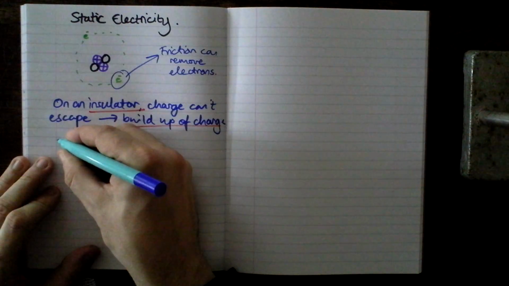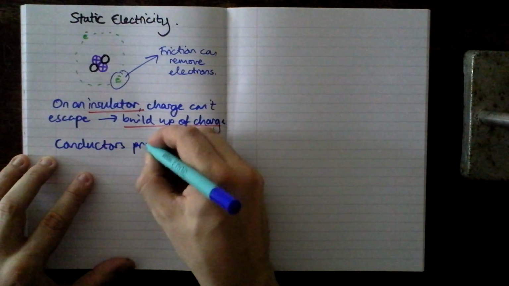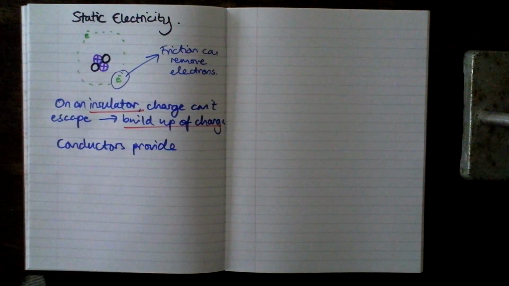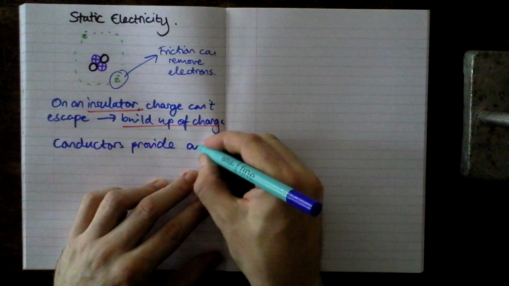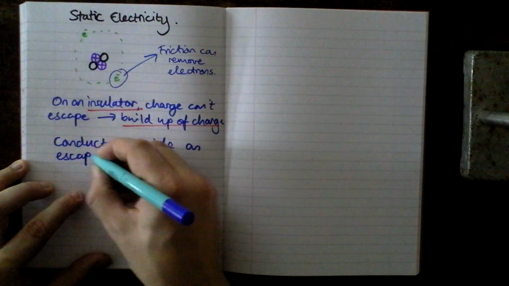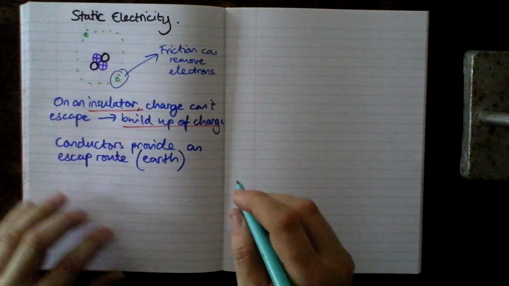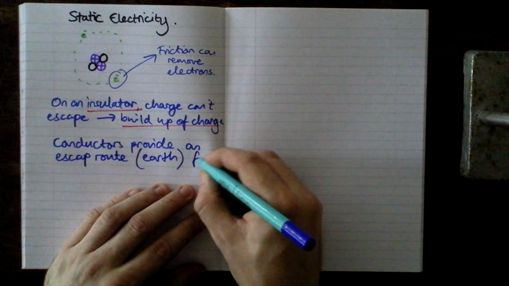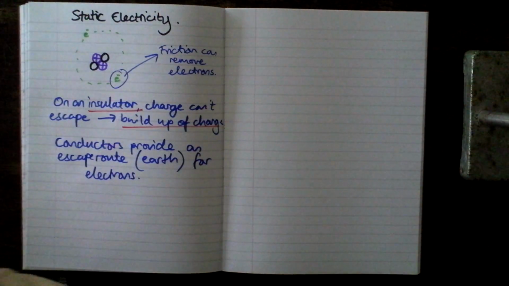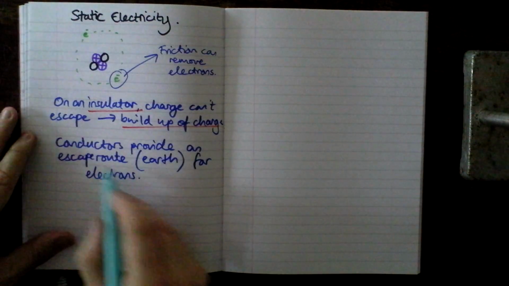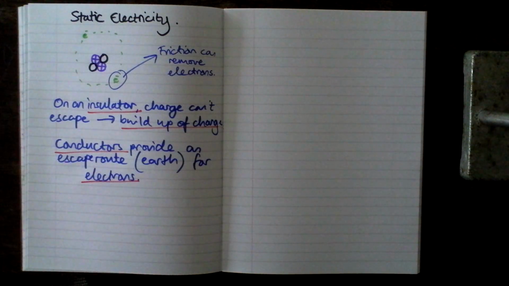If you attached it to a conductor, well, conductors provide an escape route. So electrons can run away. Metals, for example, are brilliant conductors. Electrons will flow through metals really easily. And so conductors provide an escape route, or earth, for the electrons to flow through. Now that's really useful if you want to avoid build-ups of static electricity. Conductors provide a way out.